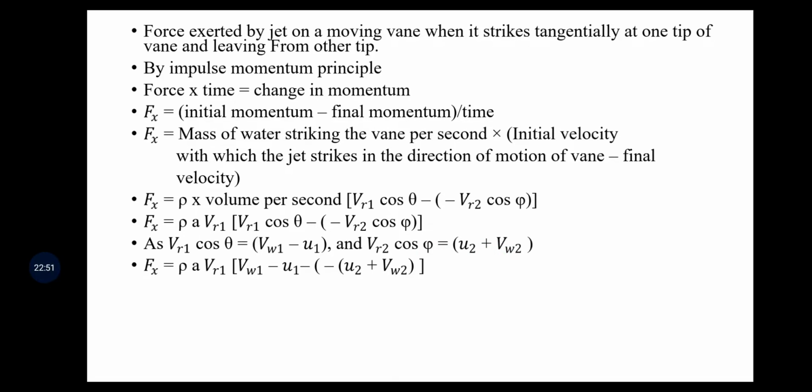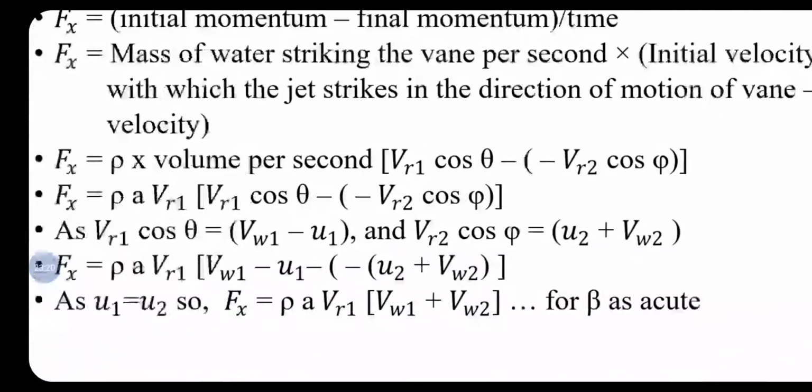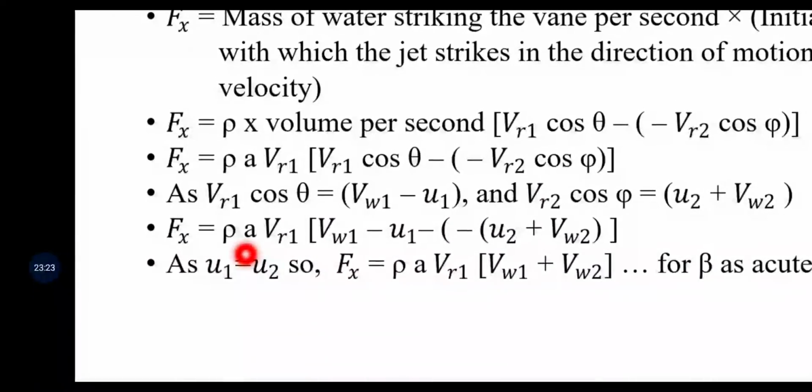So by rearranging the terms, Fx is equal to density into area into VR1, the relative velocity at the inlet tip, into VW1 minus U1, representing VR1 cos theta, minus of minus VR2 cos phi, that is U2 plus VW2. Now, we have assumed that there is no loss of head and no friction, and that the tangential velocity u1 at the inlet tip and u2 at the outlet tip are the same, that is, u1 equals u2.